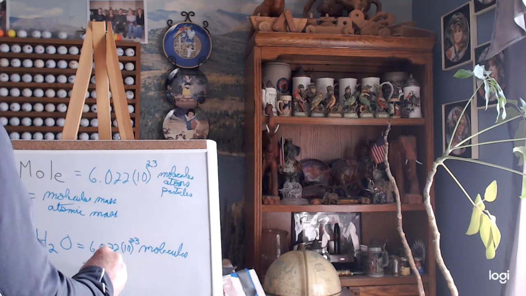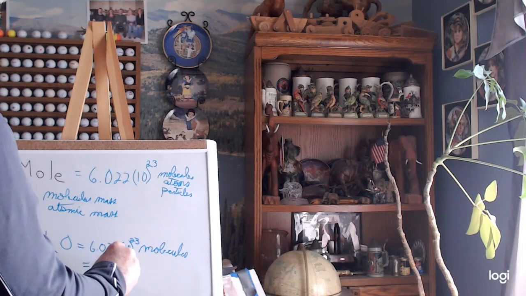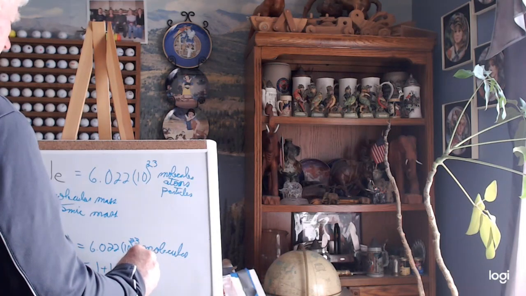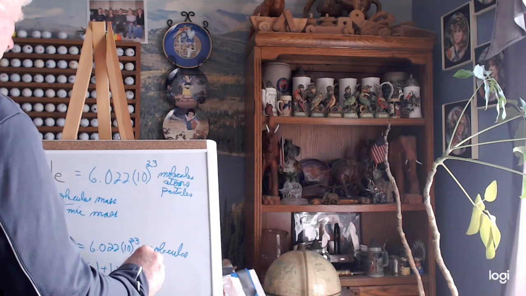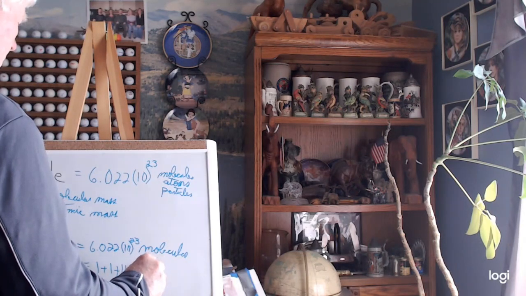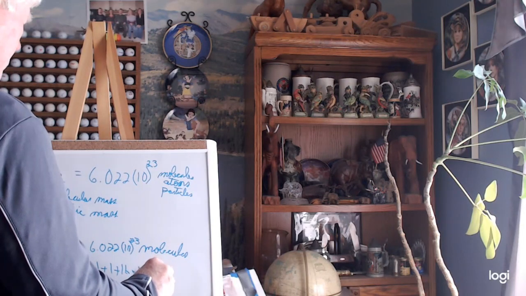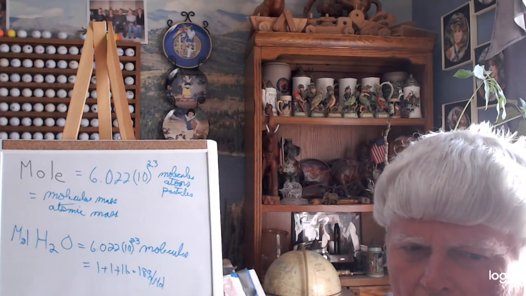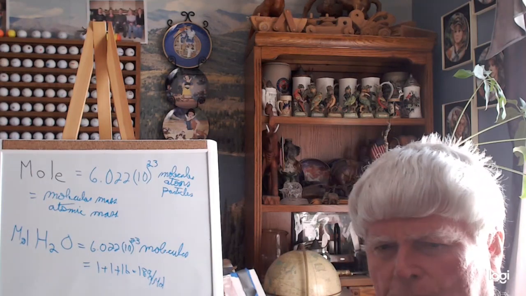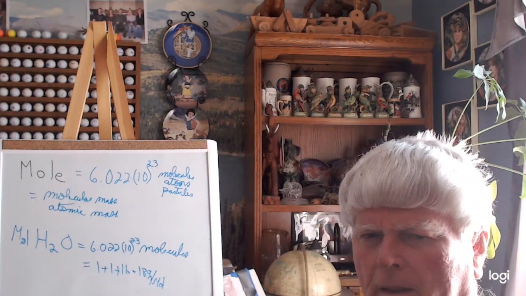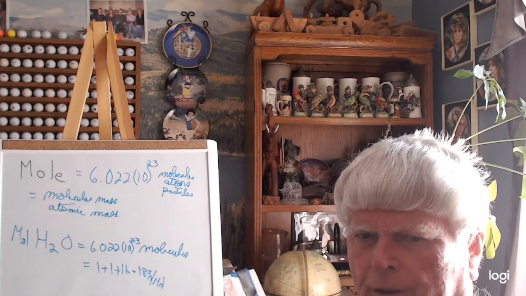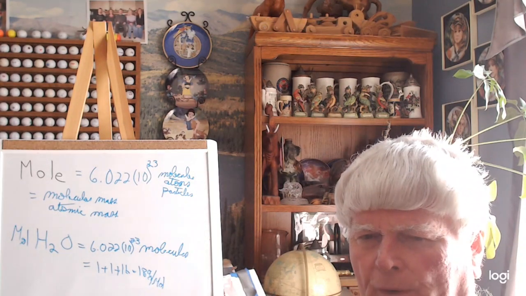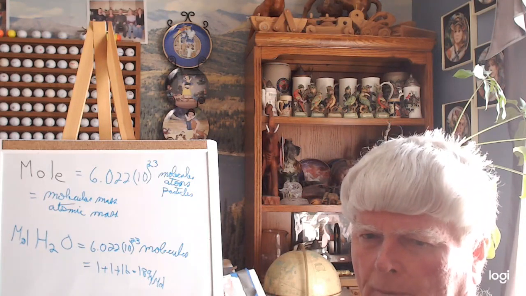Hydrogen's 1 plus oxygen, which is 16, gives you 18 grams per mole. Now this works out for every substance. Obviously, the molecular weights will be considerably larger at times, but this is the basis for chemistry using the mole.